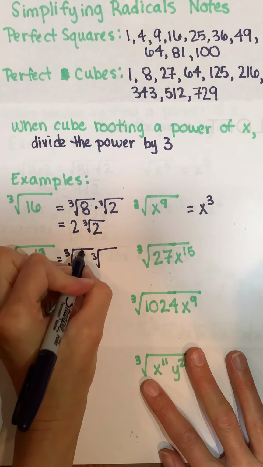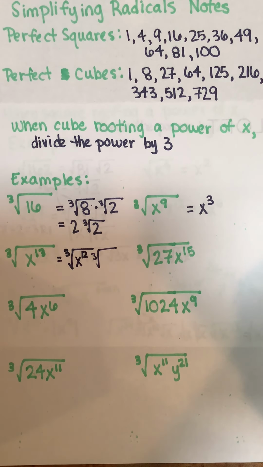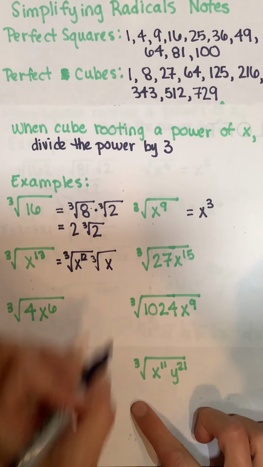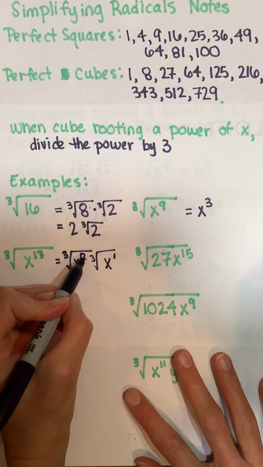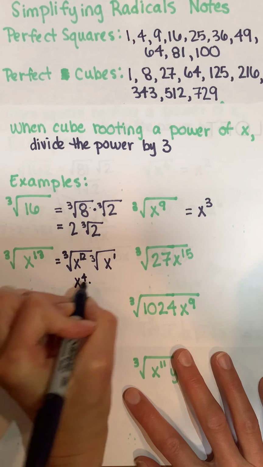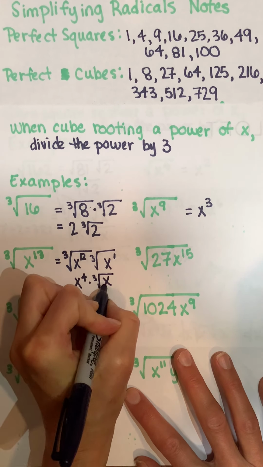We're going to go x to the 12th because that's the biggest number divisible by 3 that's less than 13. And then we're going to have x to the first left over. 12 divided by 3 is 4, so x to the 4th, and then the cube root of x.